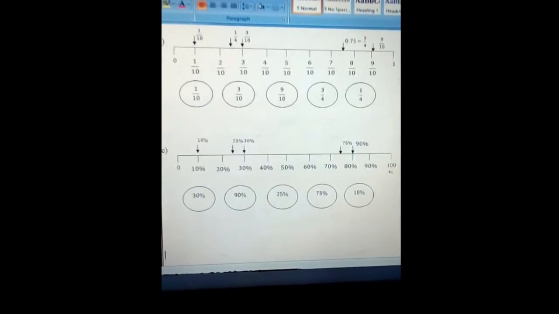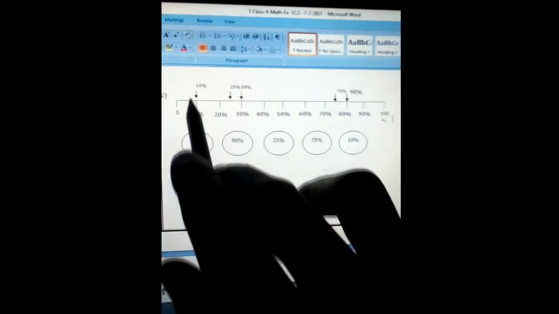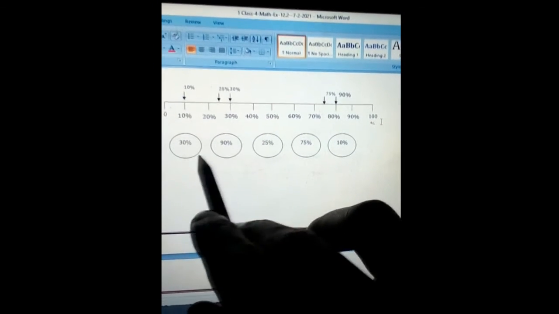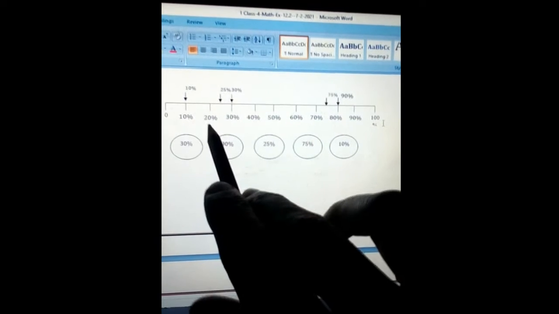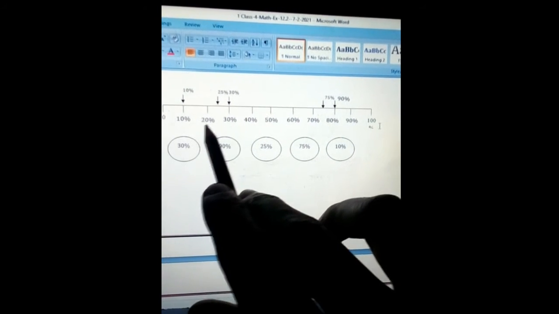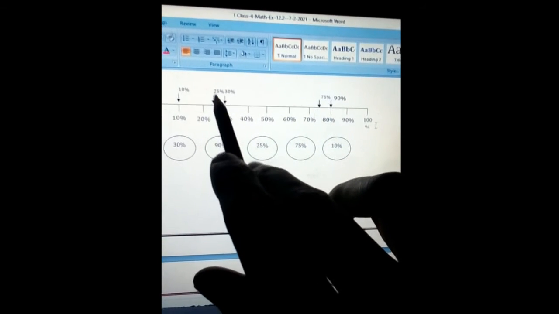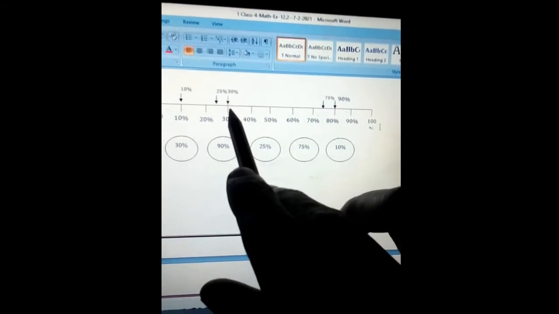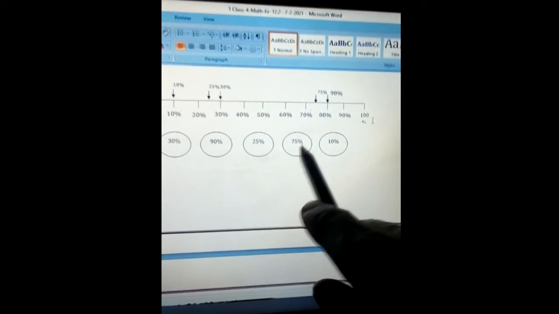Next we've got percentages. We've got 30, 90, 25, 75, 10. So 10 is already marked over here, so we'll put an arrow and write 10%. Next, 25%. We know 25 is in between 20 and 30, with 30% in the middle, so here it is, 25%. Next is 30%. 30% is already marked, we just put an arrow and write 30%.